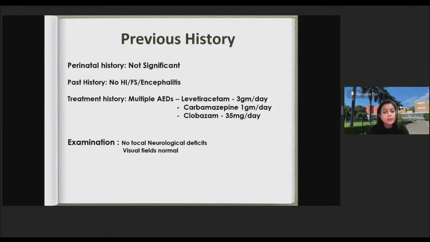With this history, when we looked into her past antecedent events, there was no history of febrile seizures, no history of encephalitis, and no head injuries. Seemingly out of the blue, she started having these episodes at the age of 15. We had her on 3 anti-seizure medicines, which were levetiracetam, carbamazepine, and clobazam in good doses. However, these episodes continued. She did not have any focal neurological deficits or any neurocutaneous markers. Her visual fields were normal.